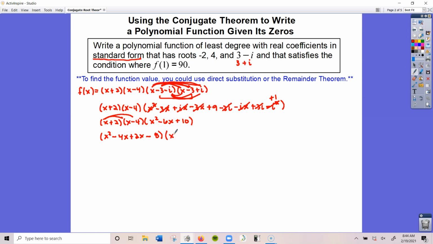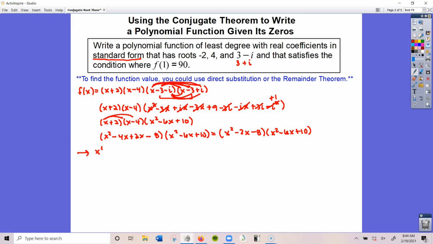And then the x squared minus 6x plus 10. We can now combine those like terms. So x squared minus 2x minus 8 times x squared minus 6x plus 10. Now we have to multiply these out. So distribute the x squared.